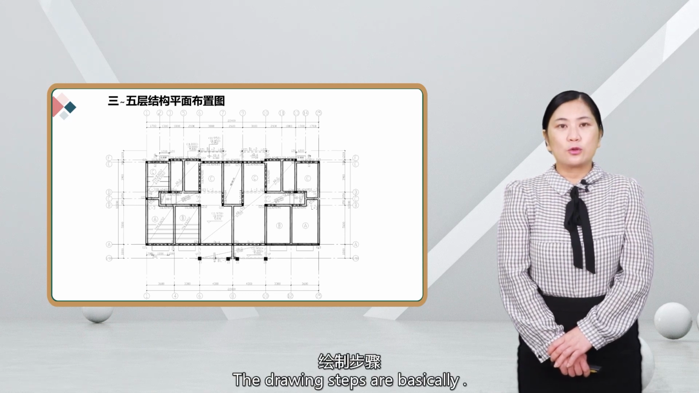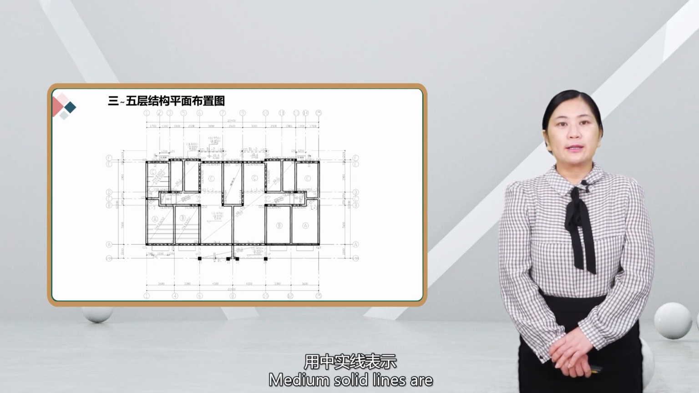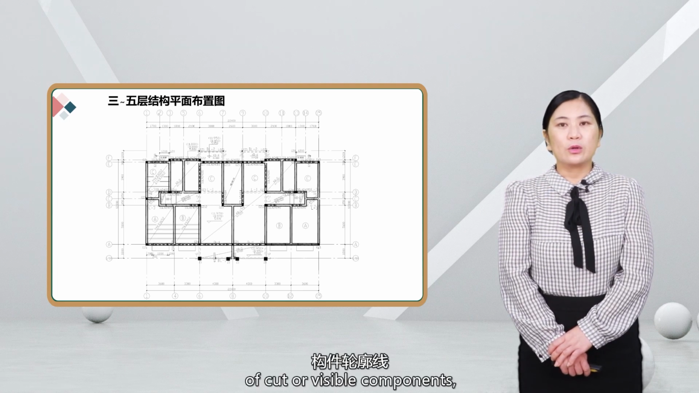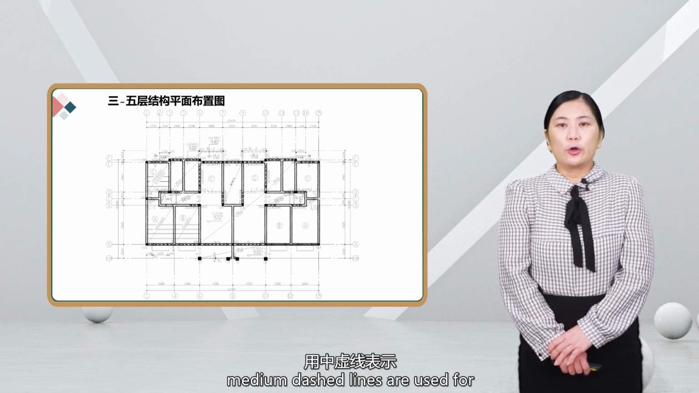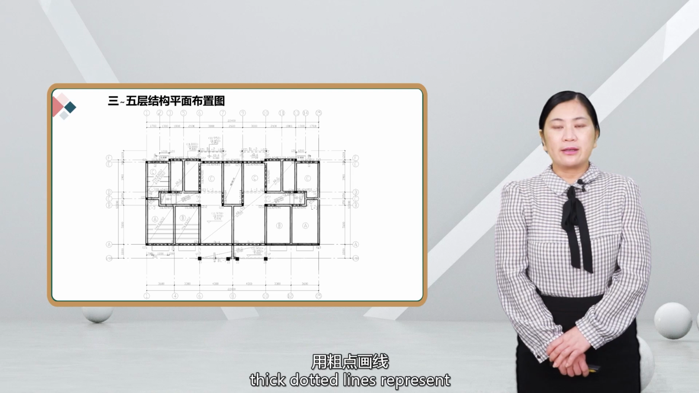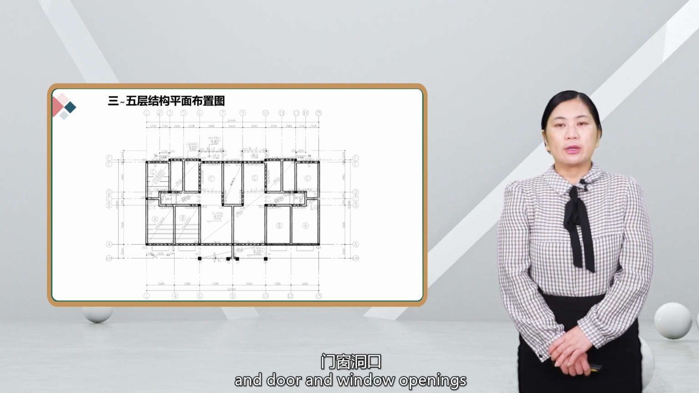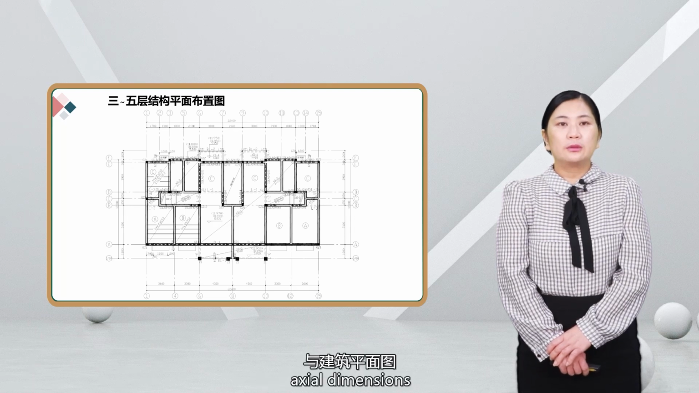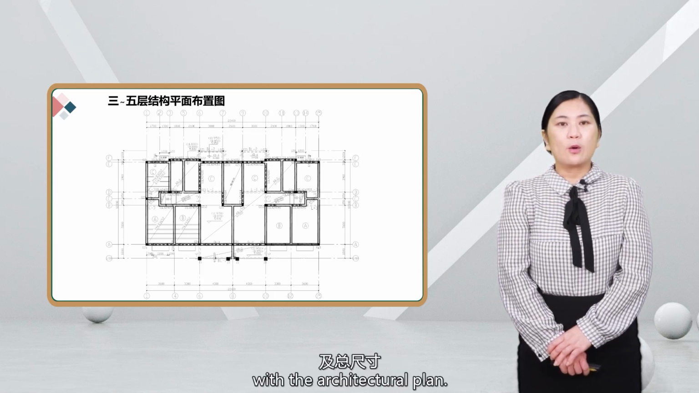The drawing steps are basically the same as those for the architectural plan. Medium solid lines are used to represent the contour lines of cut or visible components. Medium dashed lines are used for the contour lines of invisible components. Thick dotted lines represent the center lines of beams, and door and window openings are generally not drawn. The drawing should include axial dimensions and total dimensions consistent with the architectural plan.